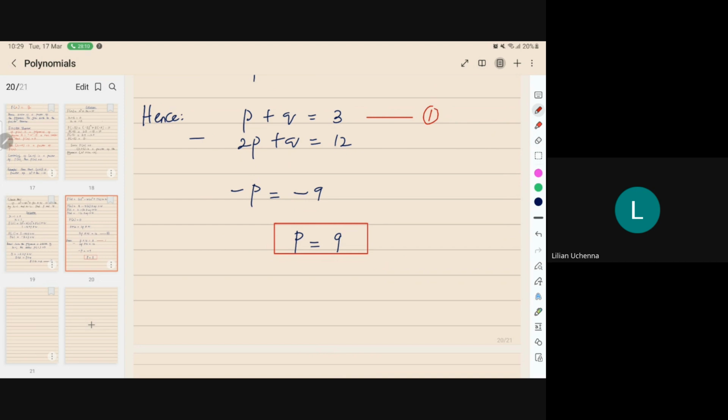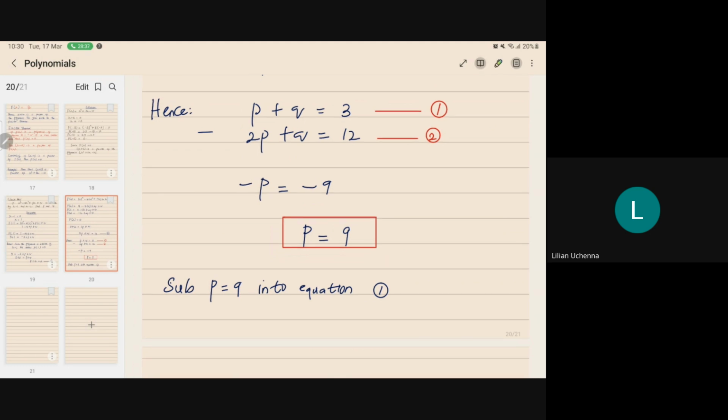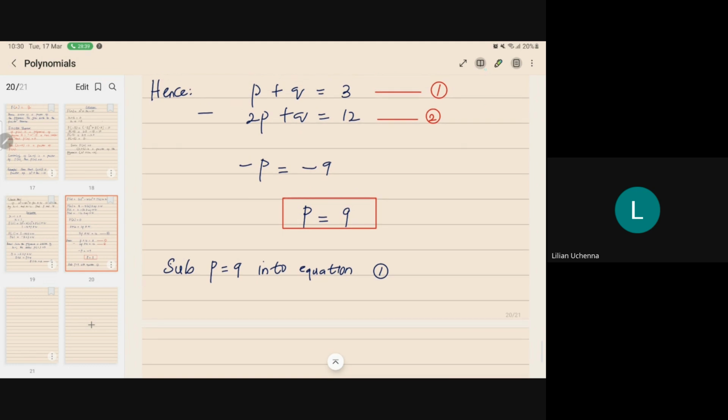This is our equation number 1, and then this is our equation number 2. All right, so that said, we'll have that. We're going to substitute. So sub P equal 9 into equation 1.